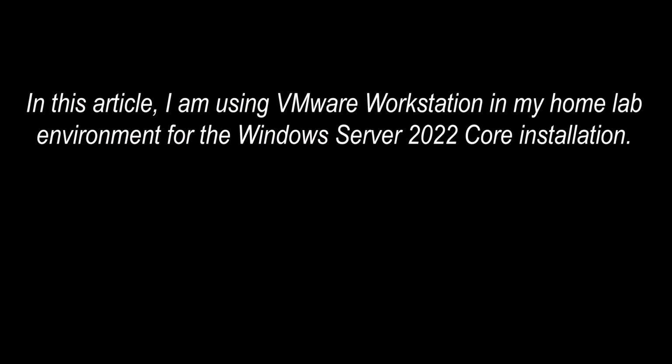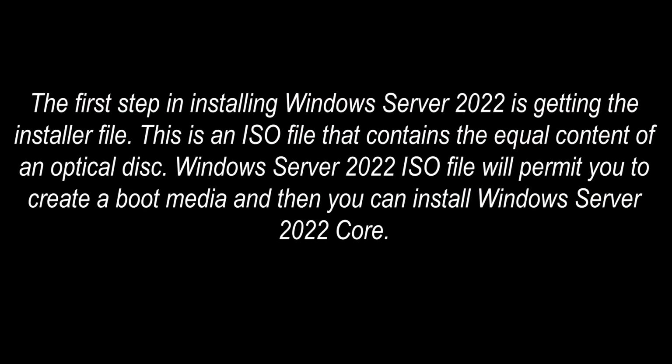Install Windows Server 2022 Core. In this article, I am using VMware Workstation in my home lab environment for the Windows Server 2022 Core installation. Download the Windows Server 2022 ISO. The first step in installing Windows Server 2022 is getting the installer file. This is an ISO file that contains the equal content of an optical disk.